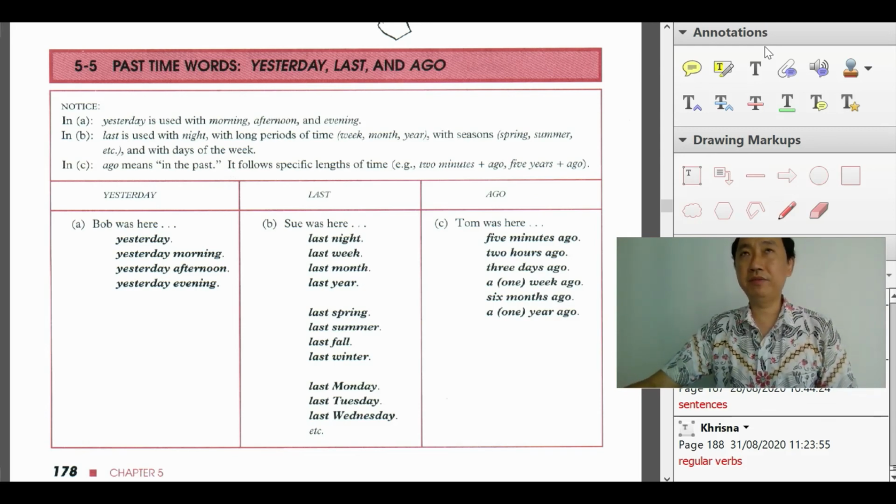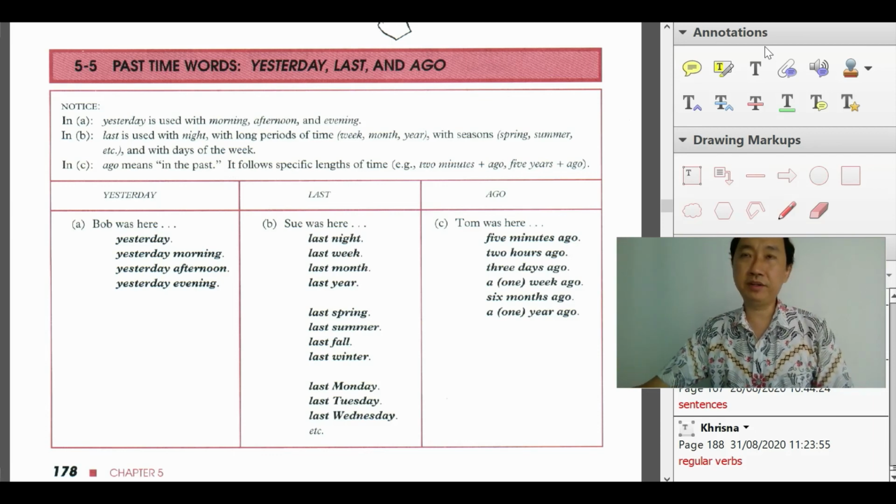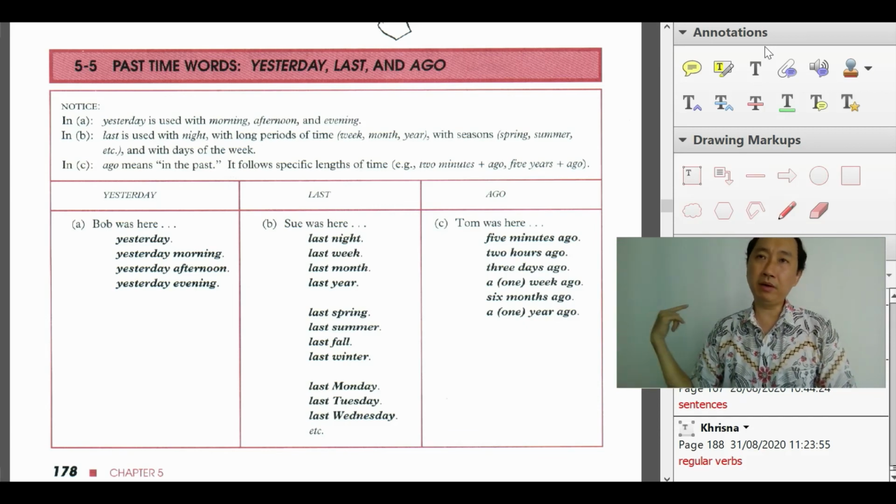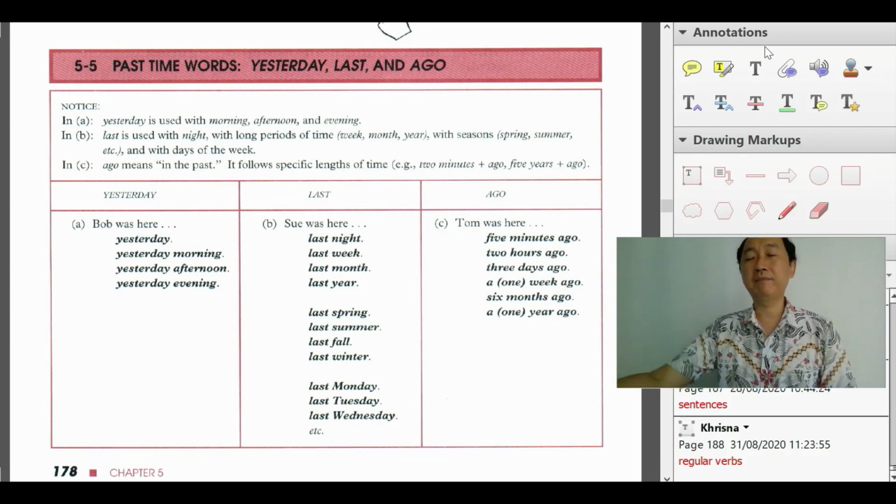And then the position of last and yesterday is in the front, but the position of ago is at the back. So for example, 5 minutes ago, not ago 5 minutes. 5 minutes ago, 10 minutes ago, 15 minutes ago, 2 hours ago, 3 hours ago, 1 week ago or last week, 2 weeks ago, 3 weeks ago, and then 1 month ago or last month, 2 months ago. So when we say 1 month ago, people usually say last month. When we say 2 months ago, we use ago.